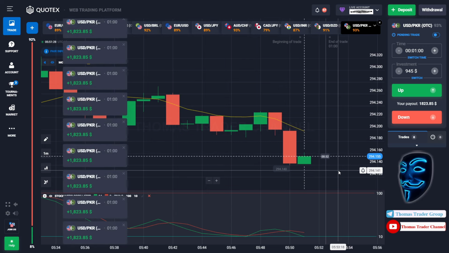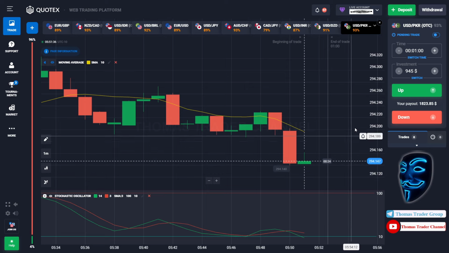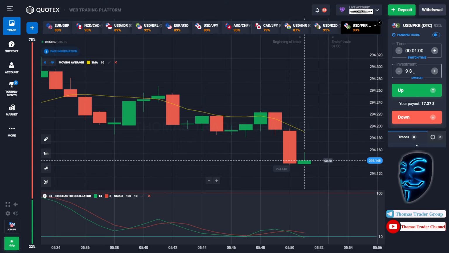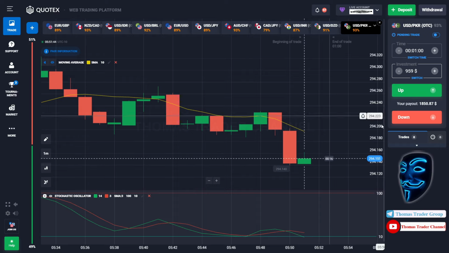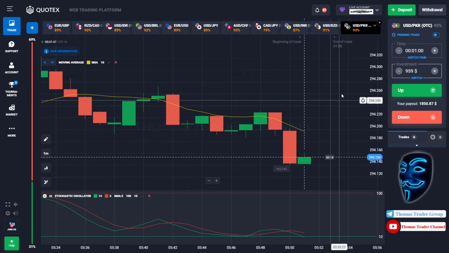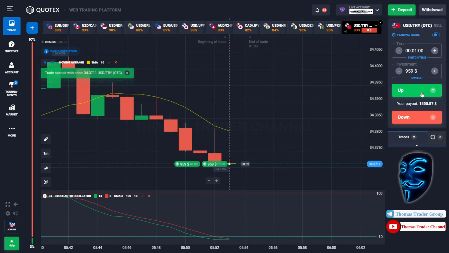We made a right prediction over here. We made a profit of $18,200. Let's divide it into 19. We will open 19 positions of $959 in the next open position. And let's find the other market. Over here we can open buy for 1 minute.